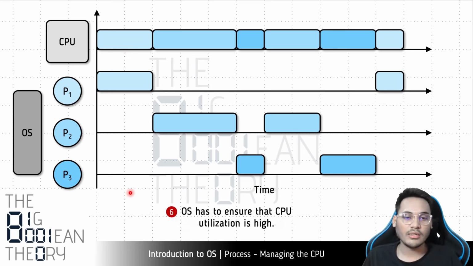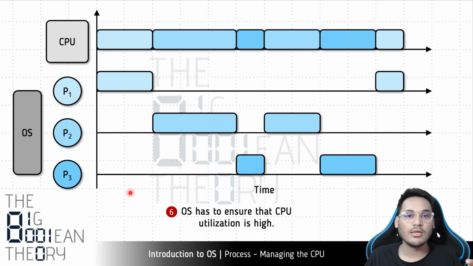The final point that I want to talk about is that while doing all of this CPU scheduling, the operating system has to make sure that the CPU is always busy. That is, the resource utilization is high. CPU time is a very important resource and it has to be used in a meaningful way. So the choices that the operating system makes in terms of which process is assigned the CPU next play a very important role in determining the CPU utilization.